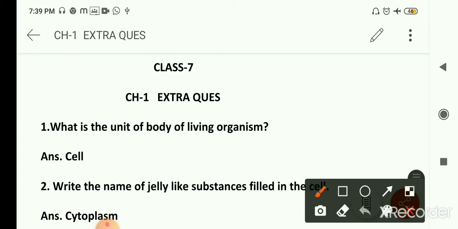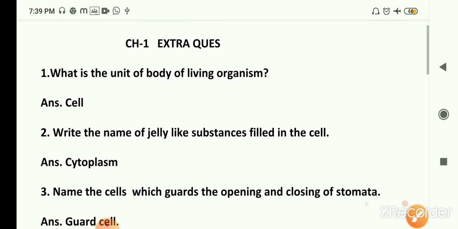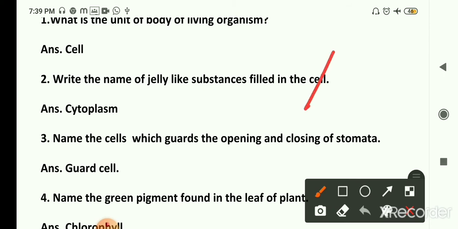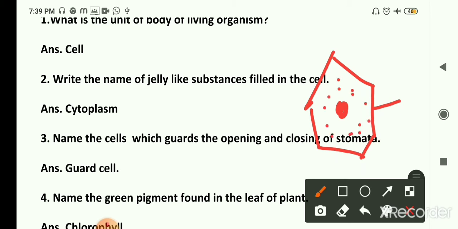Now, next question for you. Write the name of the jelly-like substance filled in the cell. This is the structure of the animal cell. The outer boundary is the cell membrane, and in the middle, the nucleus is there. In between these two, the jelly-like substance which is filled is called cytoplasm.